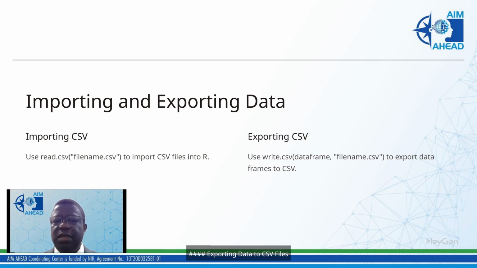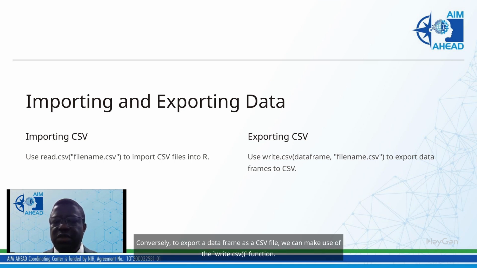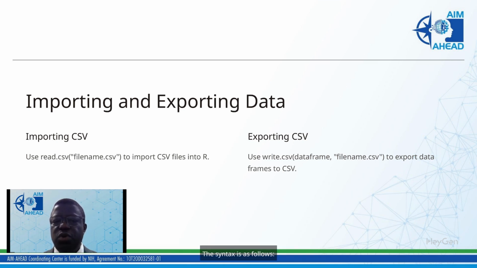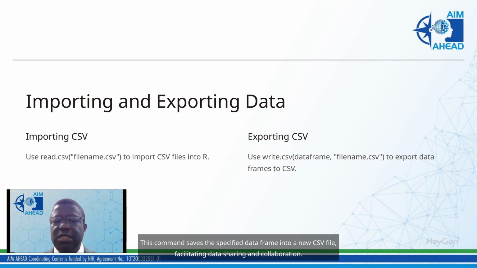Exporting data to CSV files. Conversely, to export a data frame as a CSV file, we can make use of the write.csv function. The syntax is as follows: write.csv(data, "path/to/your/file.csv"). This command saves the specified data frame into a new CSV file, facilitating data sharing and collaboration.